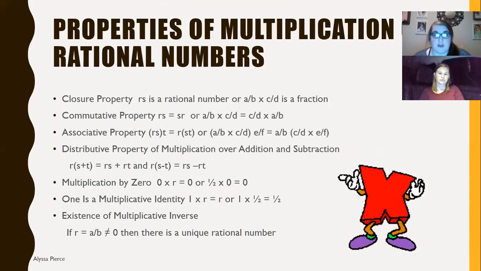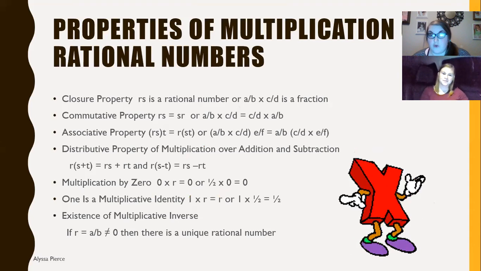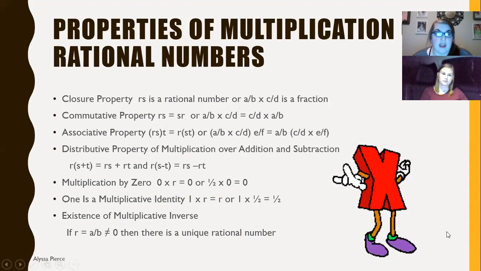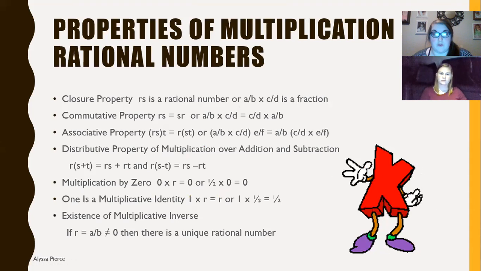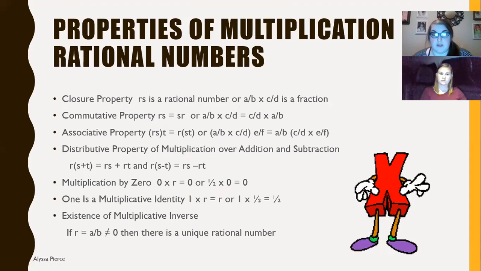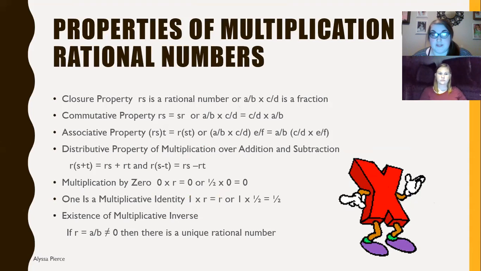And the distributive property of multiplication over addition and subtraction. For this property, you're just going to distribute your number. Here I have r times (s plus t), so your answer is going to be rs plus rt. You just distributed that r all around the problem. And the same holds for subtraction.